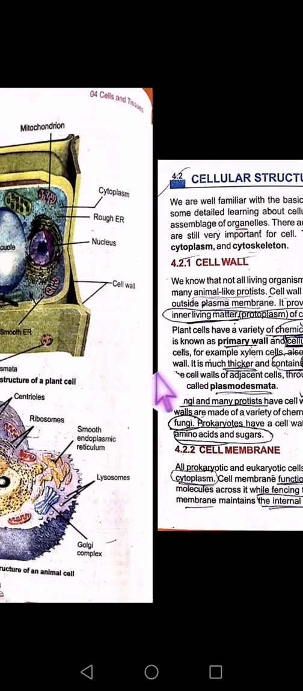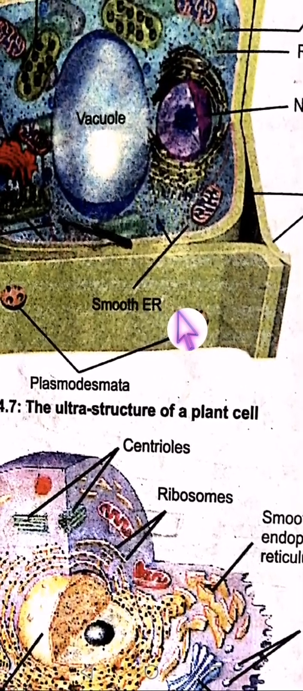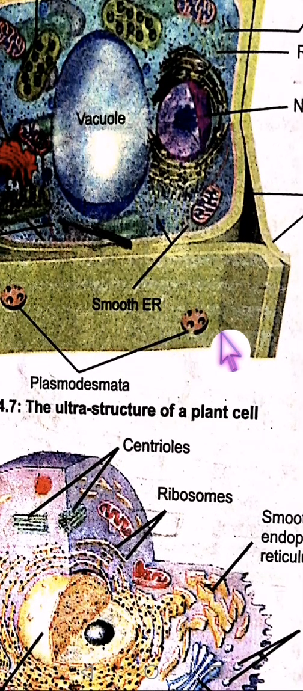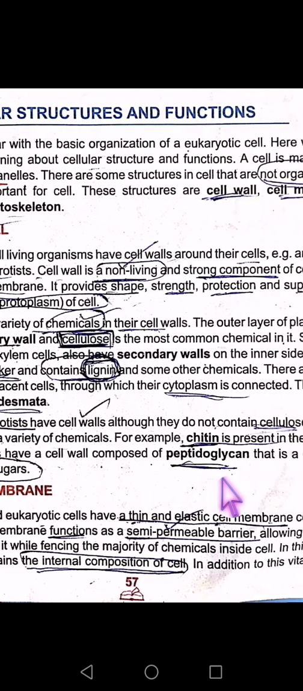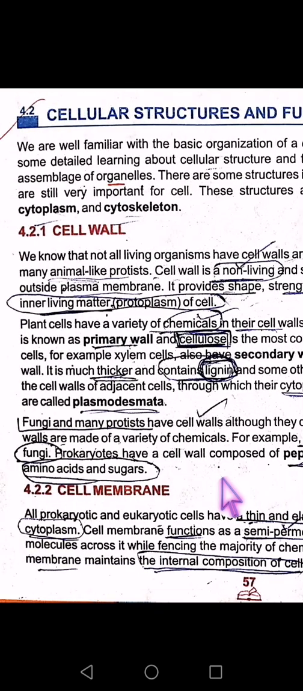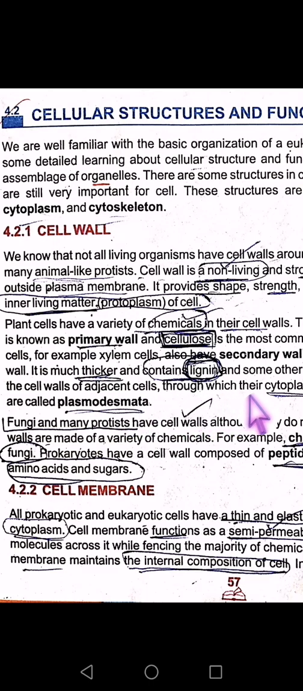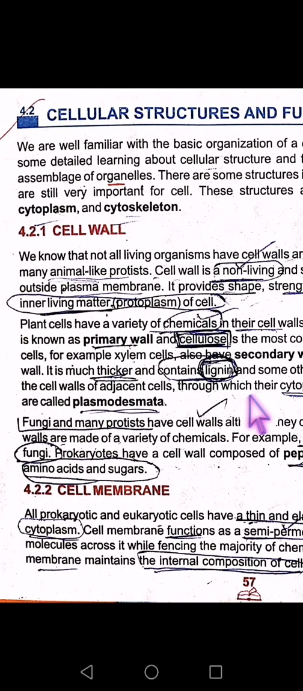Furthermore, look at the diagram. As you can see, there are some pores in the cell wall. In the cell walls of adjacent cells, there are pores through which the cytoplasm of the cells is connected. And these pores are called plasmodesmata. The definition is written over here. The term is plasmodesmata.